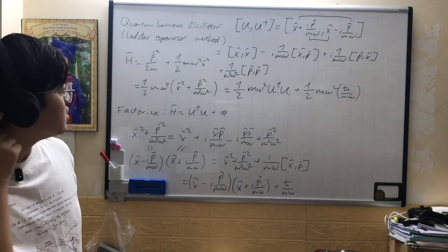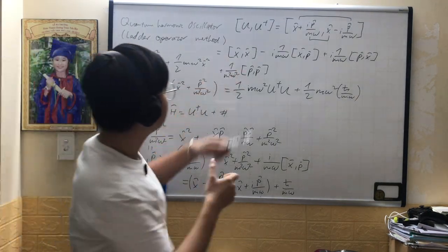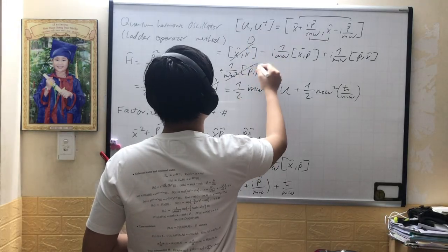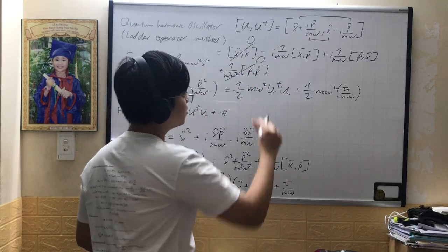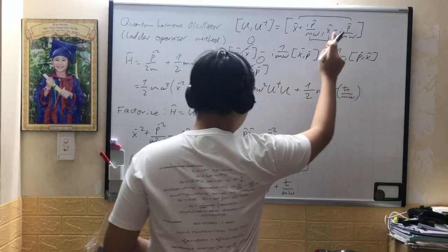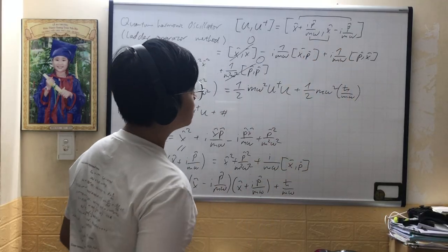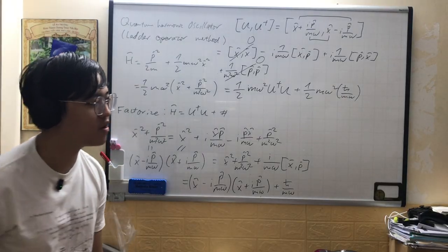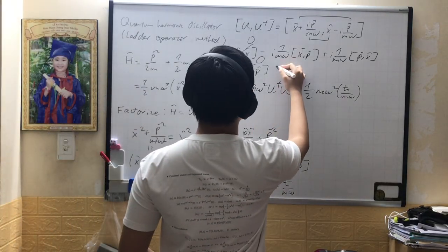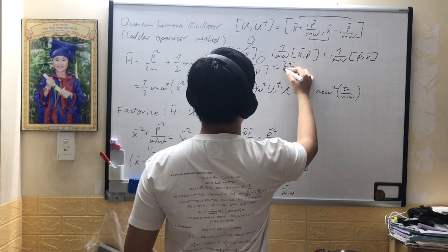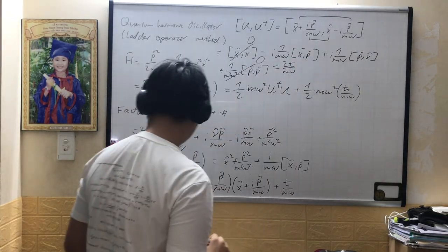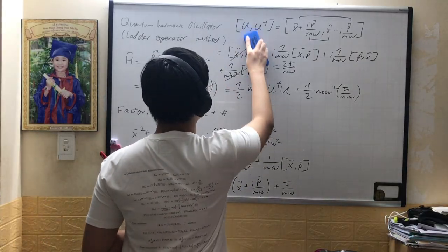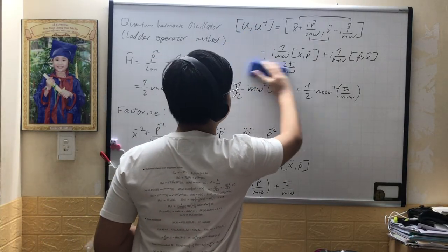So expanding this, this term is 0. This term is 0 as well. That leaves us with these two. Doing the calculation would give you 2 h bar over m omega. Okay, I'm going to erase this part and just write our solution.